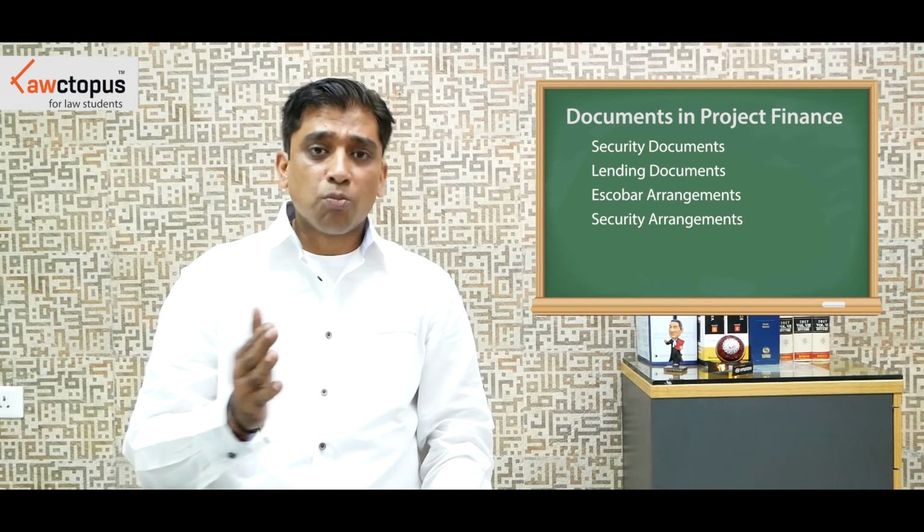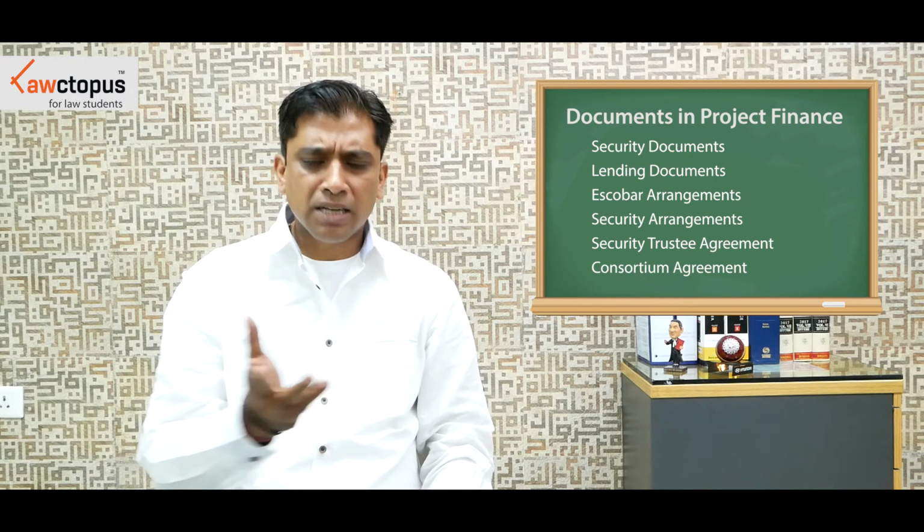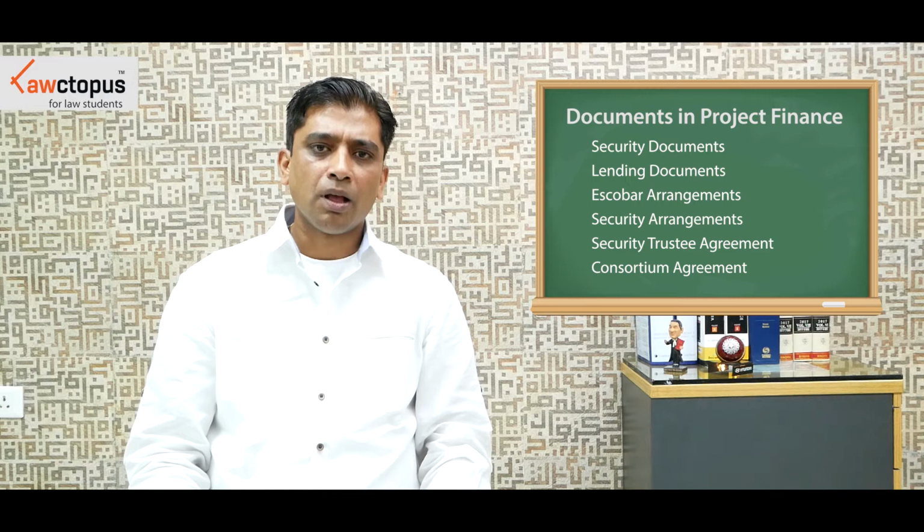In a project finance, typically there are various documents. Unlike private equity or M&A, which has only 2 or 3 sets of documents, it has security documents, lending documents, an escrow arrangement, and a security arrangement. If there is more than one banker, there will also be a security trustee agreement and a consortium agreement between the bankers. When the banks give the money, on the same day they would want to take security and create a charge on the assets of the company. Those assets can be immovable and movable, and even the future incomes are under charge. All of this comes under the security documents. So this is basically what happens in a project finance.